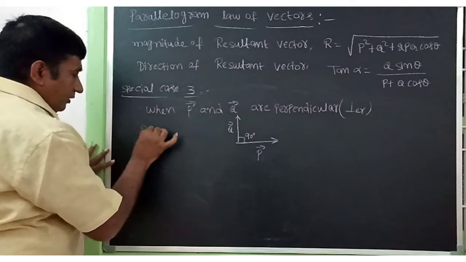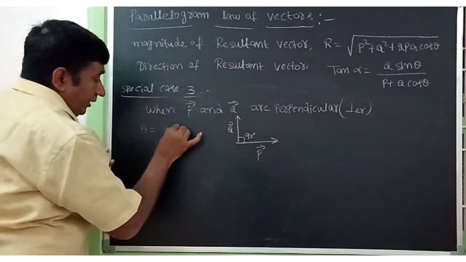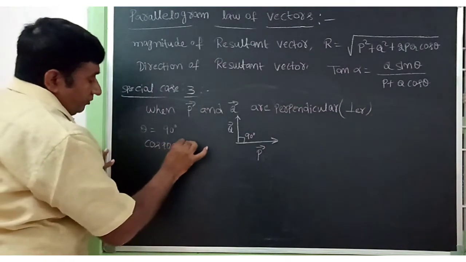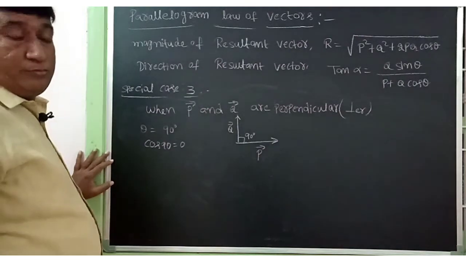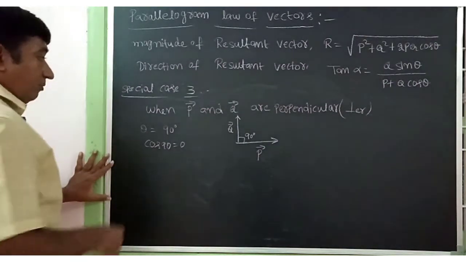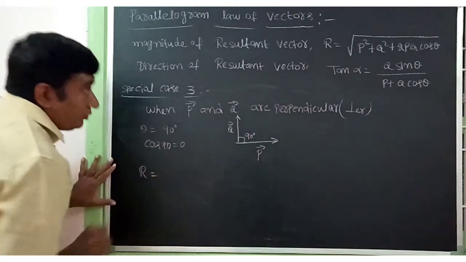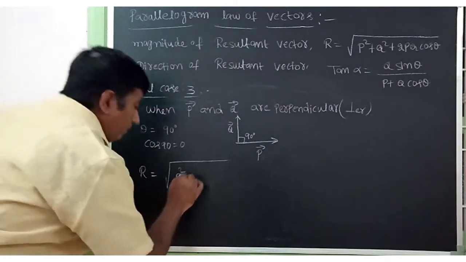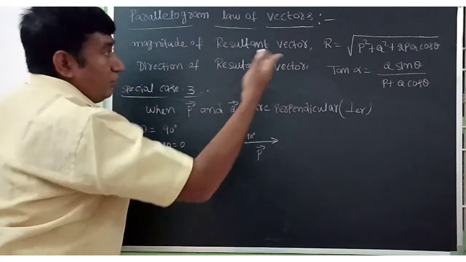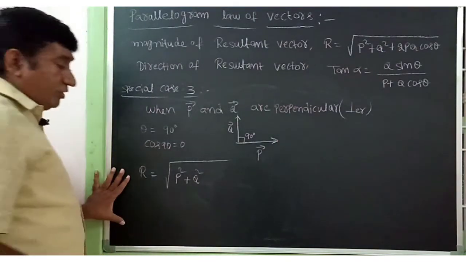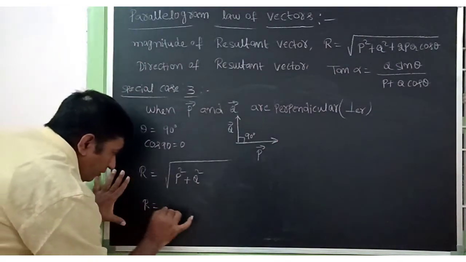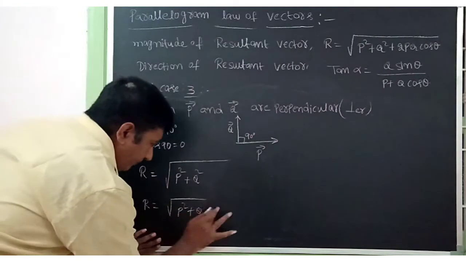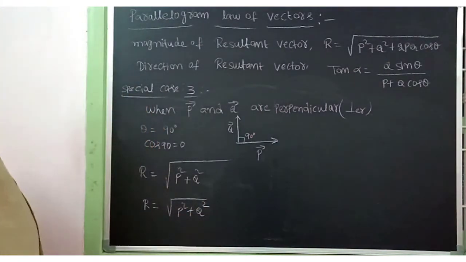In such a case, theta is equal to 90 degrees. So what's the value of cos 90? Cos 90 is nothing but 0. With the help of this, the resultant vector R is equal to root of p square plus q square plus 2pq cos theta. Cos 90 is 0, so R is equal to root of p square plus q square.